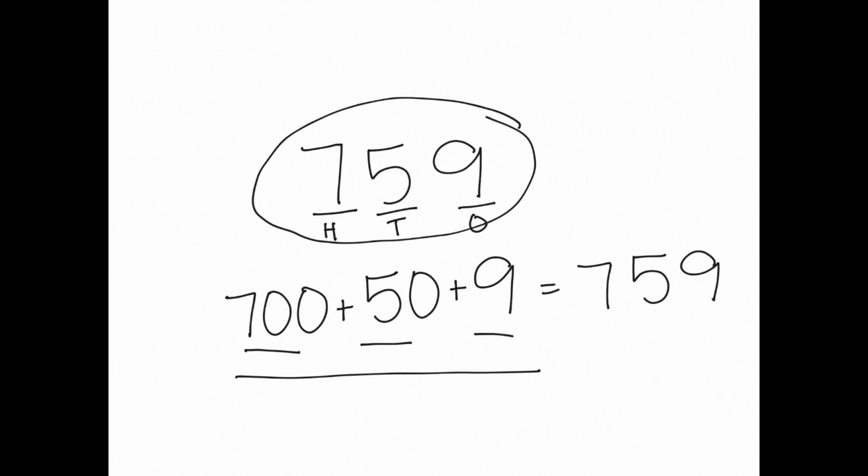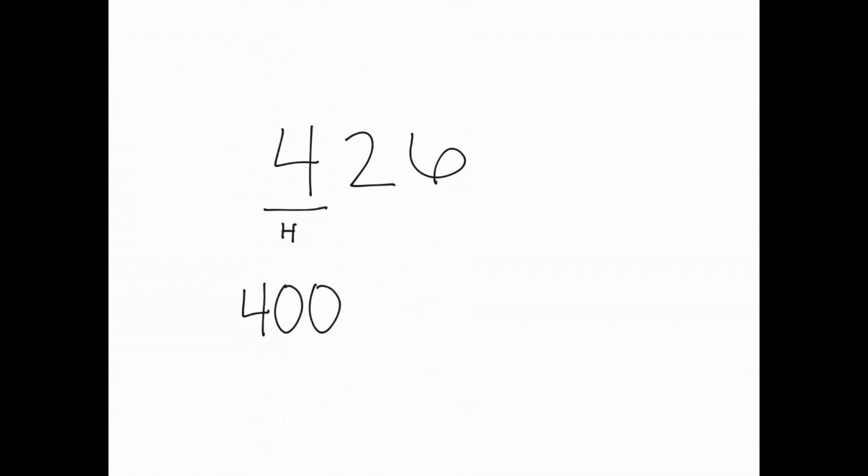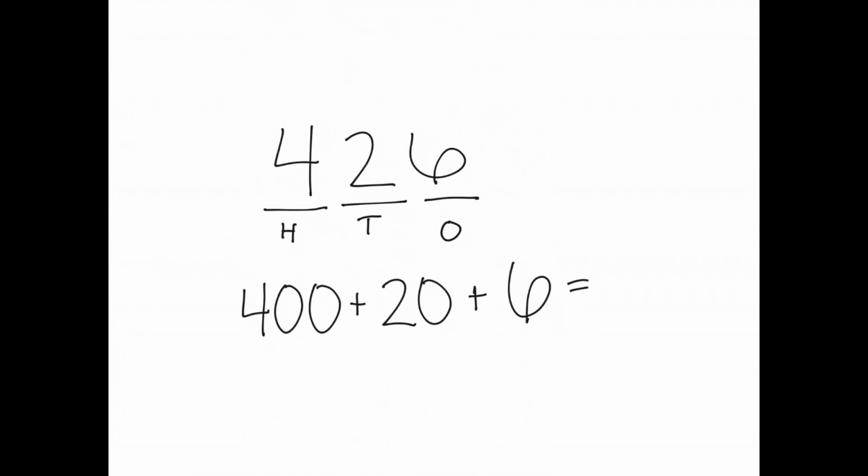Let's do one more. This time I'm going to look at the number 426. So I know that I have 4 hundreds. That 4 in my hundreds place is worth 400. The 2 in my tens place is worth 20. And the 6 in my ones place is worth 6. So to expand 426, I get 400 plus 20 plus 6 equals 426.